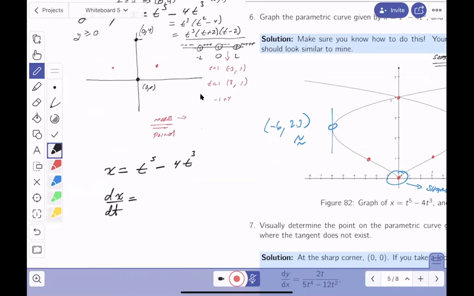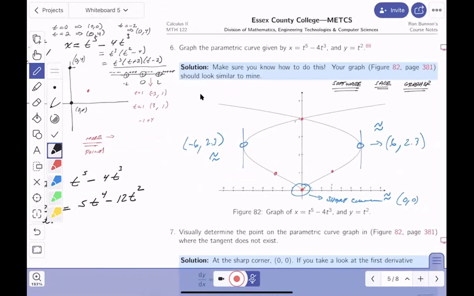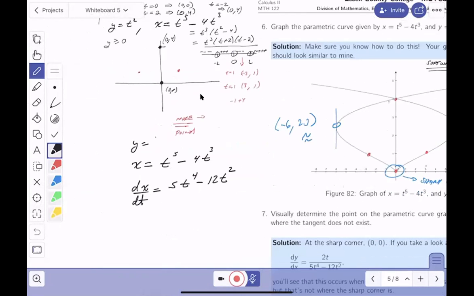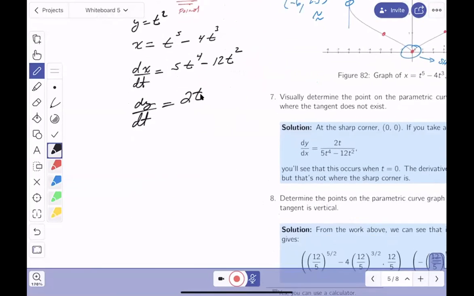This is always difficult. It's a polynomial, right? So what do you get? 5t^4 minus 12t squared. I'm going to write down what y is. What's y? I can't remember. Oh, it's t squared. That's pretty easy. What's dy/dt? It's 2t. All right, got to keep moving. I'll check the key later.